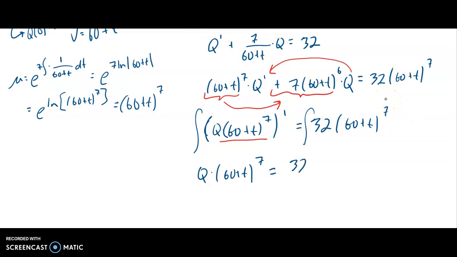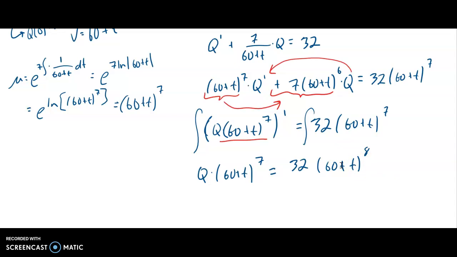So I'm going to write my 32. I'm going to open my parentheses. I'm going to write 60 plus t. I've got to do my power rule. That's going to take me to the 8th. If there was a coefficient on this t, like I had talked about before, for example maybe a 3, then you would need to do some chain rule or some reverse chain rule or u sub.